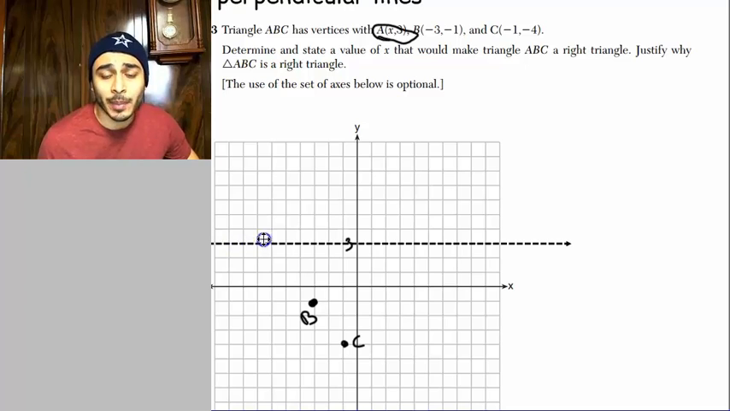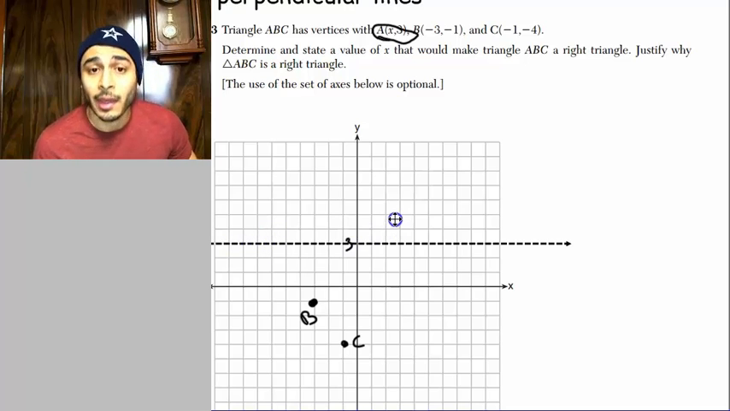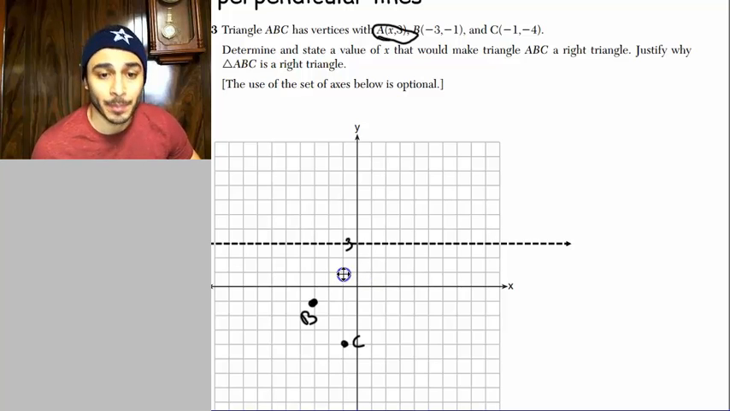Now, it has to be along this line in such a way that A, B, and C form a right triangle. So for example, I'll tell you where it can't be. For example, it cannot be over here, let's say.